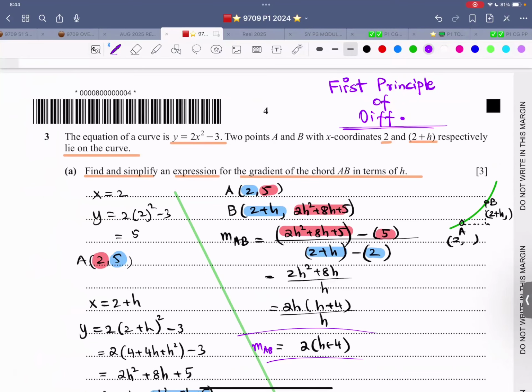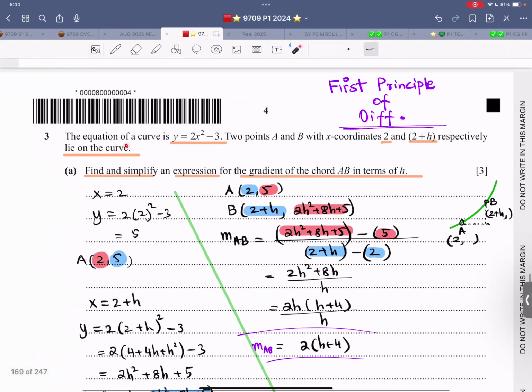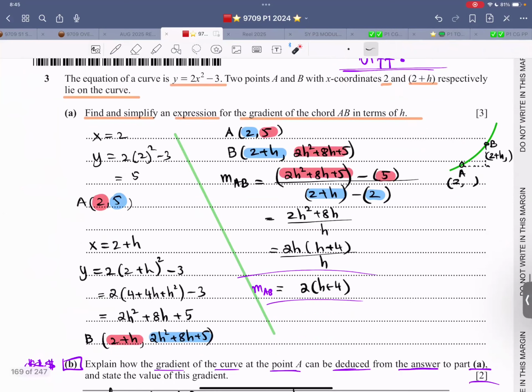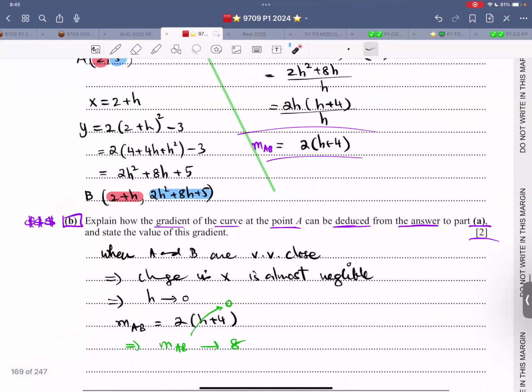This is again first principle of differentiation. It says the equation of a curve is this. Two points with x coordinates 2 and 2 plus h respectively lie on the curve. Find and simplify an expression for the gradient of the chord AB in terms of h. When x is 2, y is 5. When x is 2 plus h, y is this thing. So this is A, this is B. Just find the gradient. So the gradient is coming out to be this. That is the concept of that first principle, the chord thing.